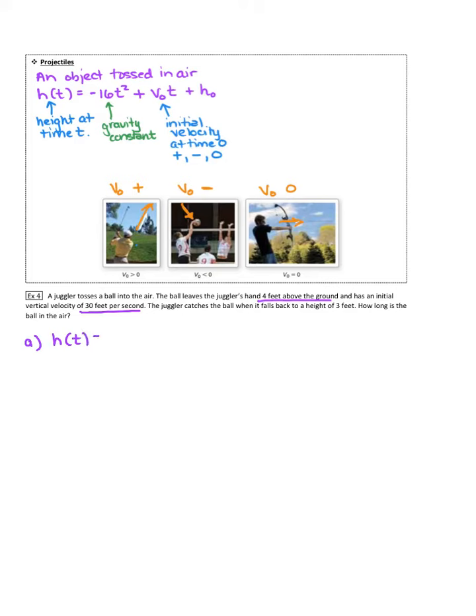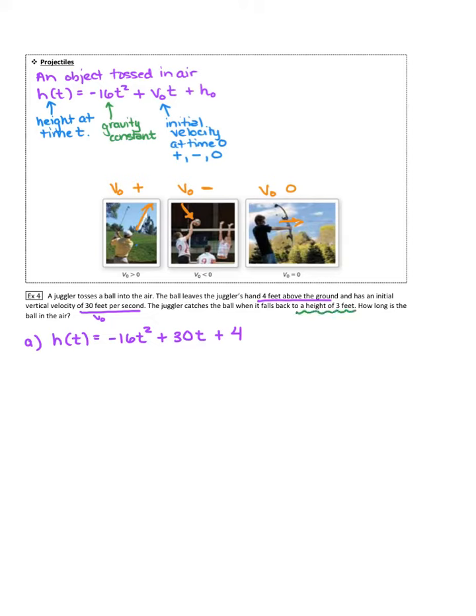So h of t, you'll always have the negative 16t squared. Our initial velocity here is 30, and since it is a juggler tossing the ball into the air, it's a positive 30 times t. And the initial height, that sort of like your y-intercept, how high was your hand when you first release the ball, is 4 feet. So there's our equation.